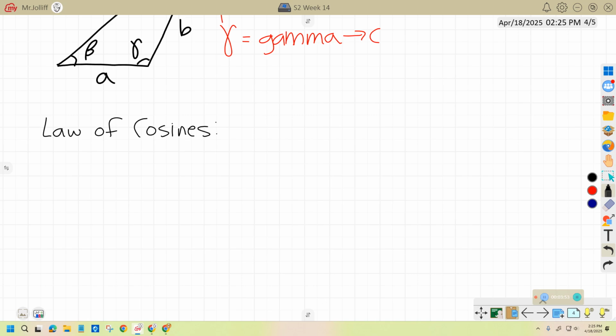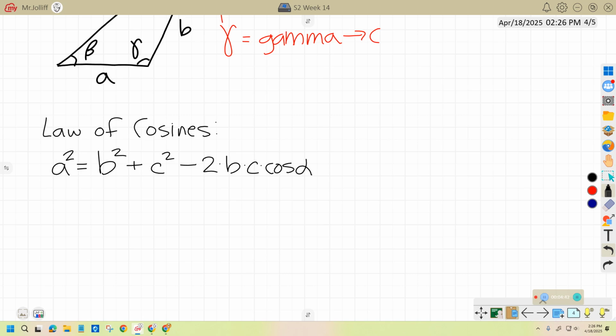Law of cosines says that if I want to know a side length squared, I'm going to take b squared plus c squared minus 2 times b times c times cosine of alpha, which goes with side length a. That's our new formula.